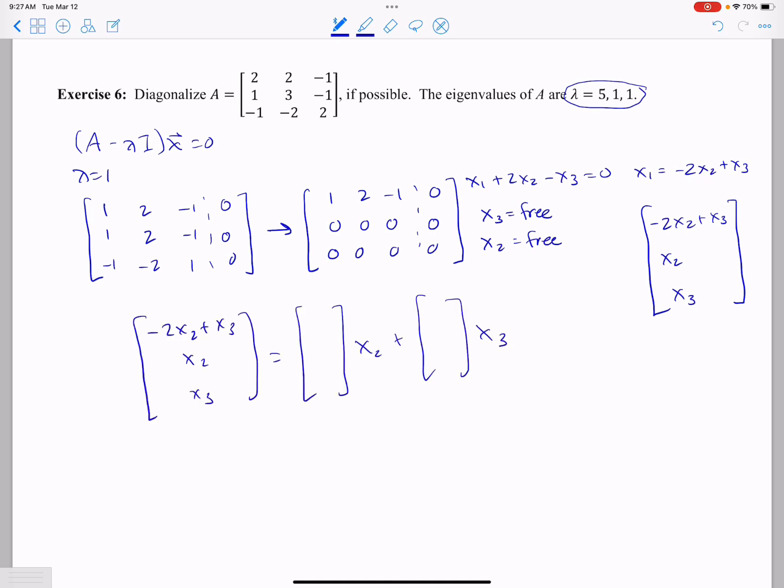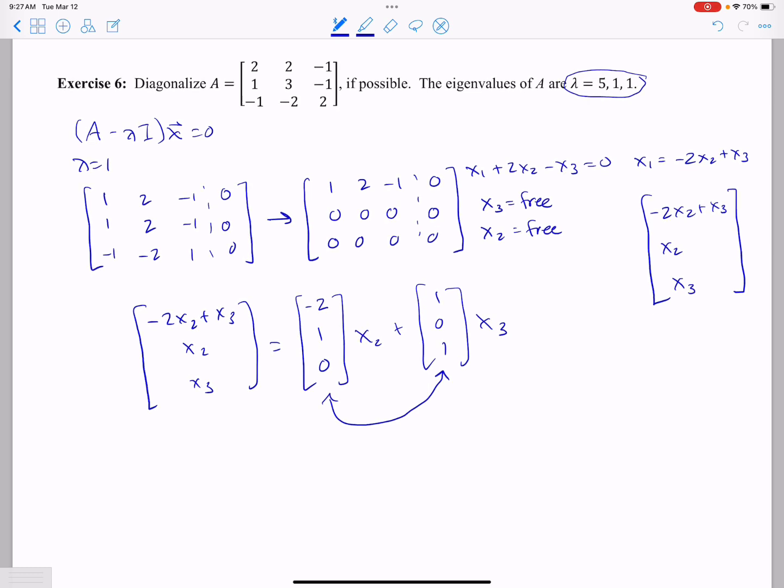So if I break this down into some vector times x2 plus some vector times x3, the coefficients of the x2 are negative 2, 1, and 0, and this is 1, 0, 1. So I have 2 elements, these 2 elements, in the basis for the eigenspace corresponding to lambda equals 1. So there'll be 2 columns in my matrix P. So because lambda equals 1 works, I'm now going to find an eigenvector corresponding to lambda equals 5.